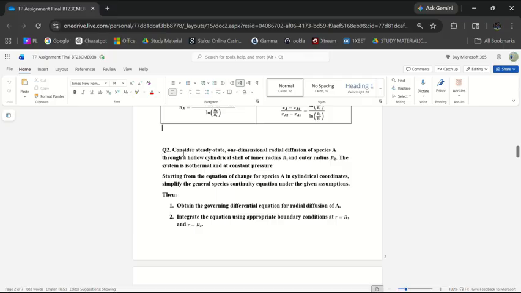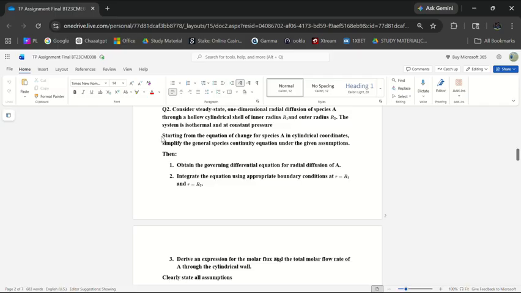Moving on to the second question. Consider steady state one-dimensional radial diffusion of species A through a hollow cylindrical shell of inner radius R1 and outer radius R2. The system is isothermal and at constant pressure. So basically the same scenario as the first question, but here we need to start from the equation of change for species A in cylindrical coordinates and simplify the general species continuity equation under the given assumptions.